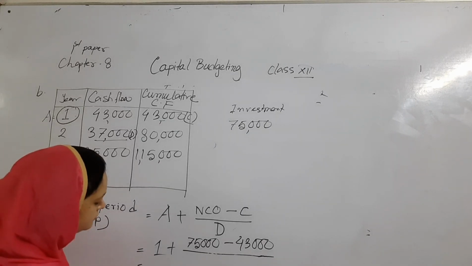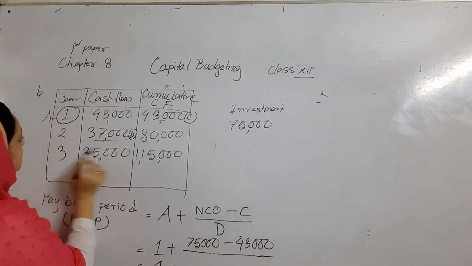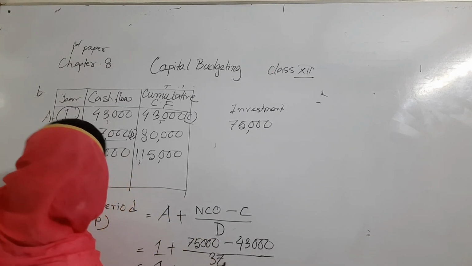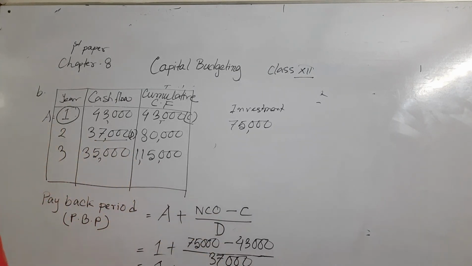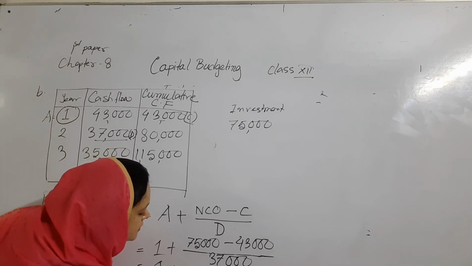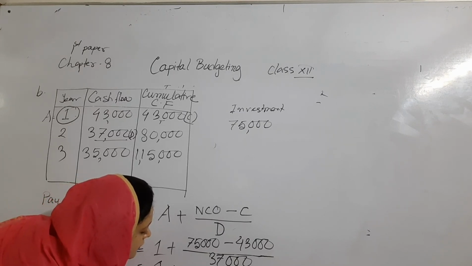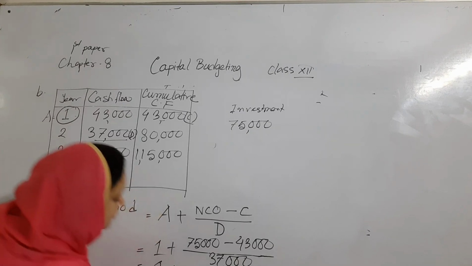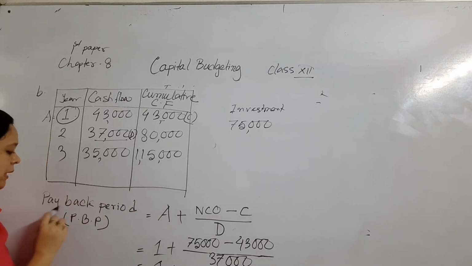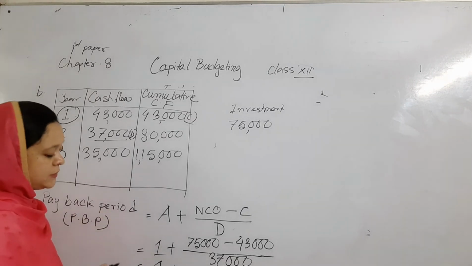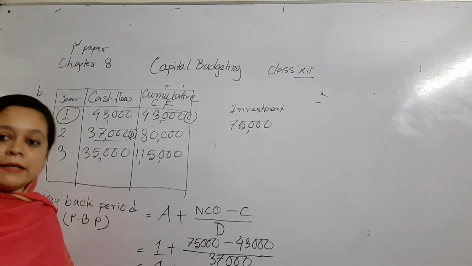So 1 plus, divided by D equals 37,000, the result is 0.86. So the result is 1.86 years. So the PBP, the recovery time, the payback period of this project of Sara Company is 1.86 years. That's all for today.